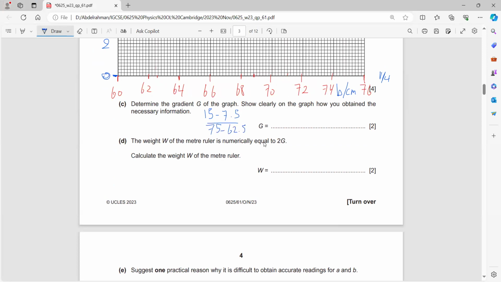Someone calculate it, please try to calculate it quickly. I will try to find my calculator. Okay, divided by 12.5, 0.6, right? I hope you all got 0.6, the same gradient.